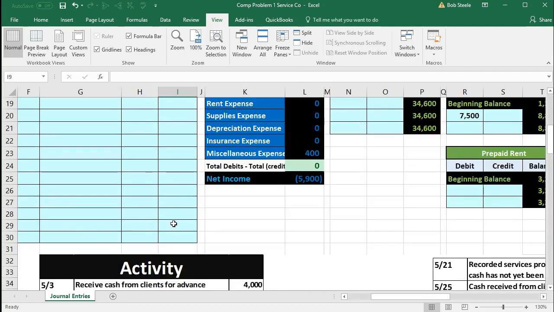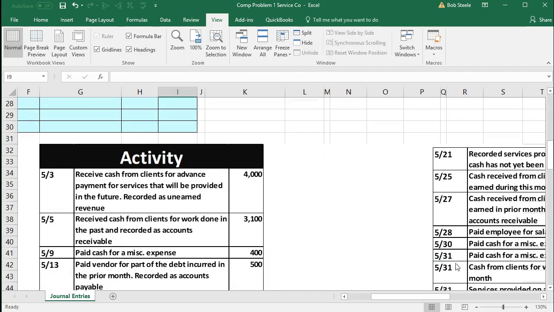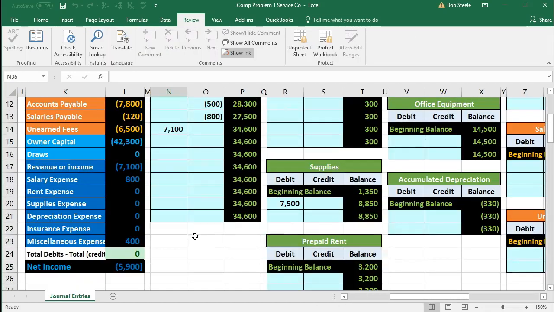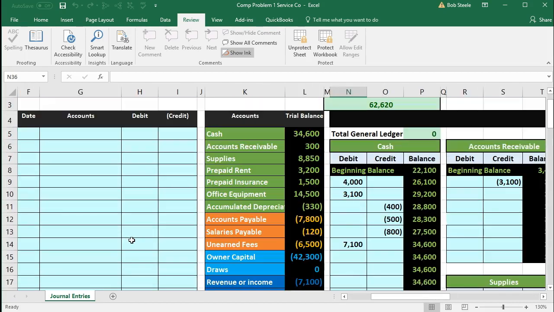Alright, so now we have our information. We're going to be working with this information over here. So this is what we are looking at. And we will use that to enter our data. So I'm going to scroll back up, and we're going to enter the data into this area. This is the general journal, where we're going to journalize the journal entries. And then we're going to continue posting those to the general ledger accounts.